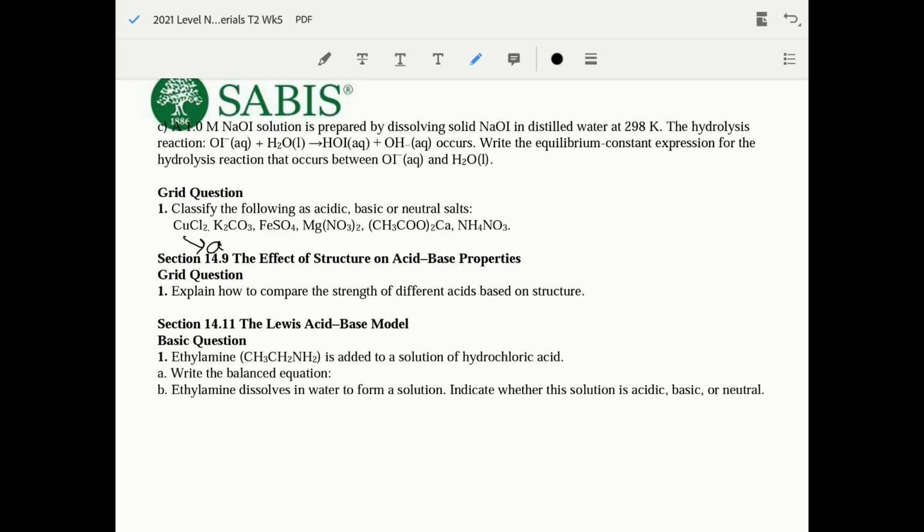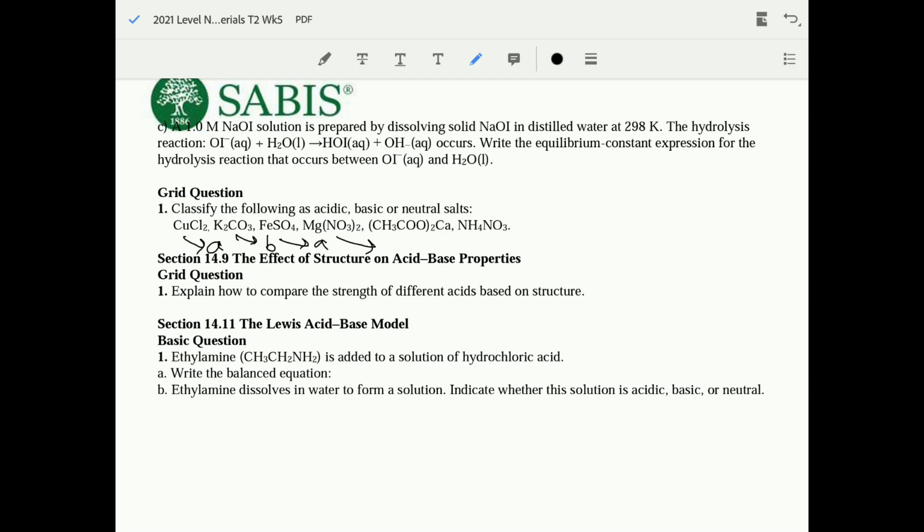So now we have got our criteria, let's move on. K2CO3. K2 comes from KOH, CO3 comes from H2CO3. KOH is strong, H2CO3 is weak, so it's basic. FeSO4. Fe is a weak base, SO4 is a strong acid, acidic.